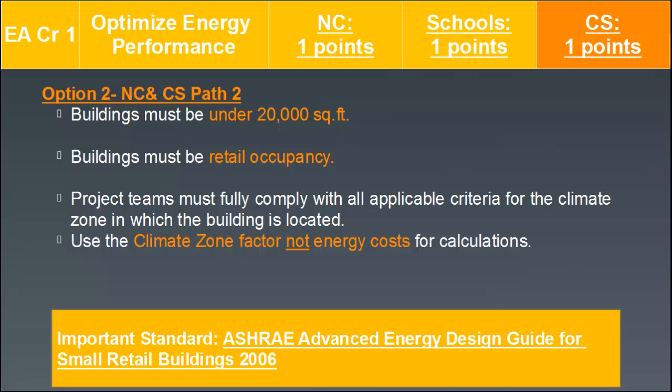Option 2, new construction, core and shell, path 2. The buildings must be under 20,000 square feet, must be retail occupancy, and similar to the option before, use the climate zone factor, not energy cost, for calculations. In this case, you're using ASHRAE Advanced Energy Design Guide for small retail buildings. Next slide.